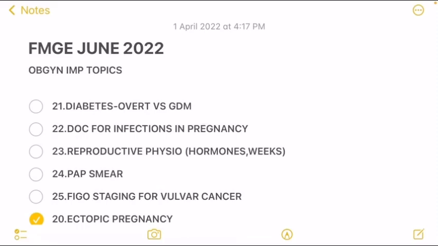They can give you a lot of options in the definition, and then they can ask you to mark the correct one. So before how many weeks, after how many weeks it's considered, what is the value, before what value it's considered overt, after what value it's considered GDM. You have to be very particular about these things.